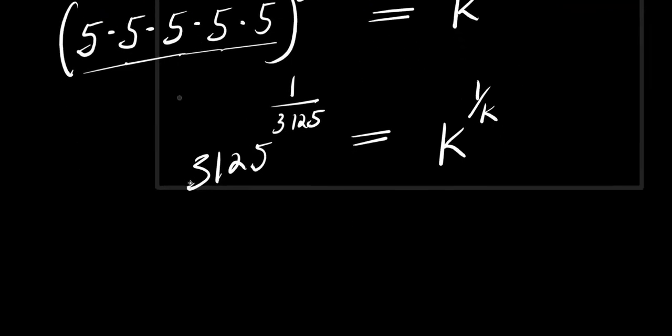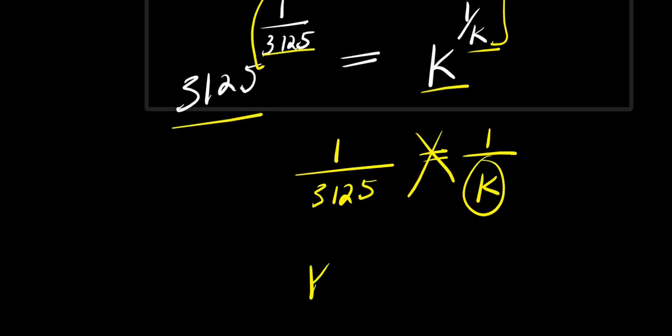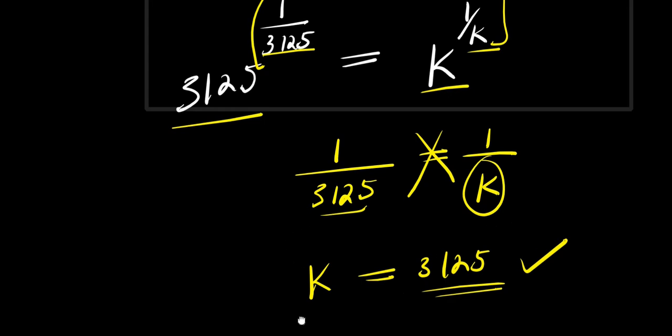If you observe very well, this and this are the same, this and this are the same. So let's compare this exponent. 1/3125 equals 1/k. I cross multiply, k multiplies 1. I have k equals 3125 multiplies 1. I have 3125. So this becomes my answer for k. That means my k is 3125.